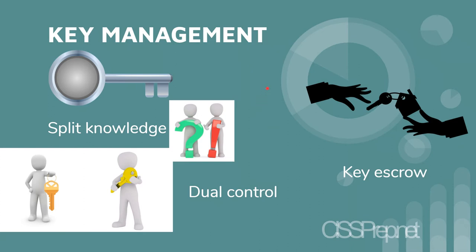And then you have to consider things such as key escrow. That's when you have a third party that is controlling the keys. So make sure that you have an agreement in place and that there are specific instructions in terms of how those keys are controlled and released by the third party.